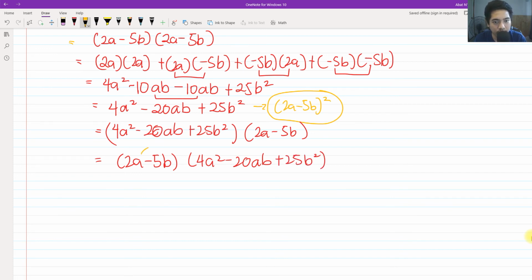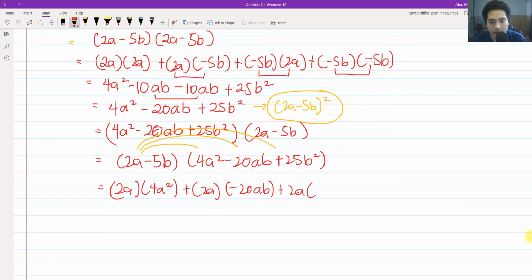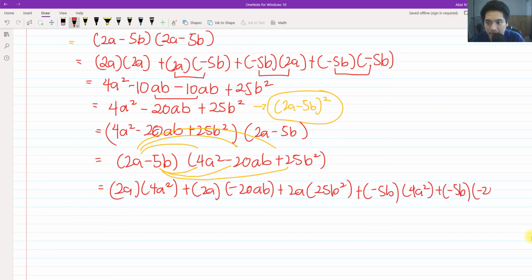So if I'm going to multiply 2a through the terms, okay? So we have 2a times 4a squared plus 2a times negative 20ab plus 2a times 25b squared. And then, of course, minus 5b, distribute the minus 5b. So we have plus minus 5b times 4a squared plus minus 5b times negative 20ab and then plus minus 5b times 25b squared.